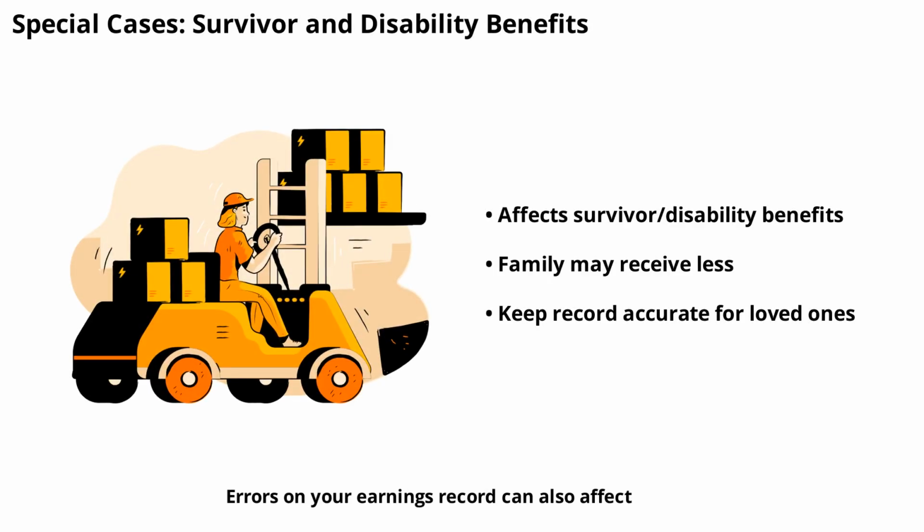Errors on your earnings record can also affect survivor and disability benefits for you and your family. If you become disabled or pass away, your loved ones may receive less if your earnings are underreported. That's why it's crucial to keep your record accurate, not just for yourself, but for your family's future as well.